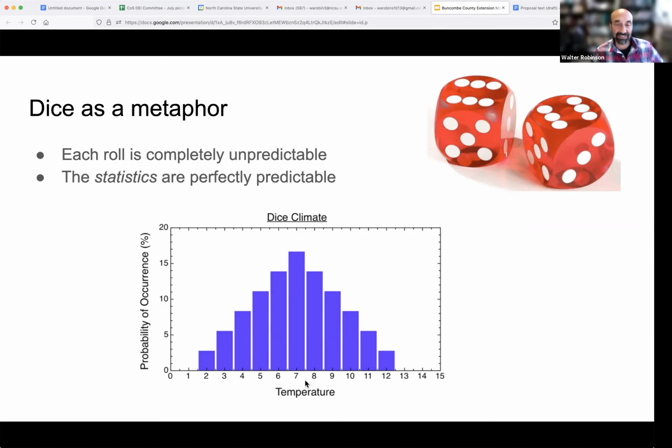We could call the rolls of the dice the temperature, just to follow up with the metaphor. And this is the chance of getting each roll. 7s are most common. The least common rolls are 2s and 12s. And of course, you can't get higher than 12 or less than 2 out of 2 dice. And if the dice are honest and you roll enough times, this is what you're going to get. So this is a case where the climate is perfectly known, even though you can't predict in advance. I guess you could make a lot of money gambling if you could, but you can't predict in advance what any given roll is going to do.